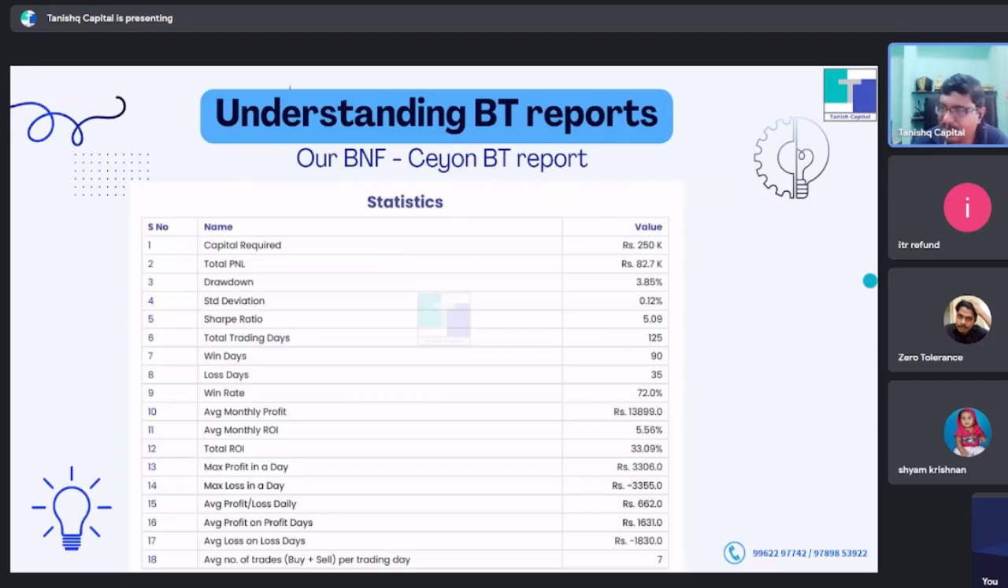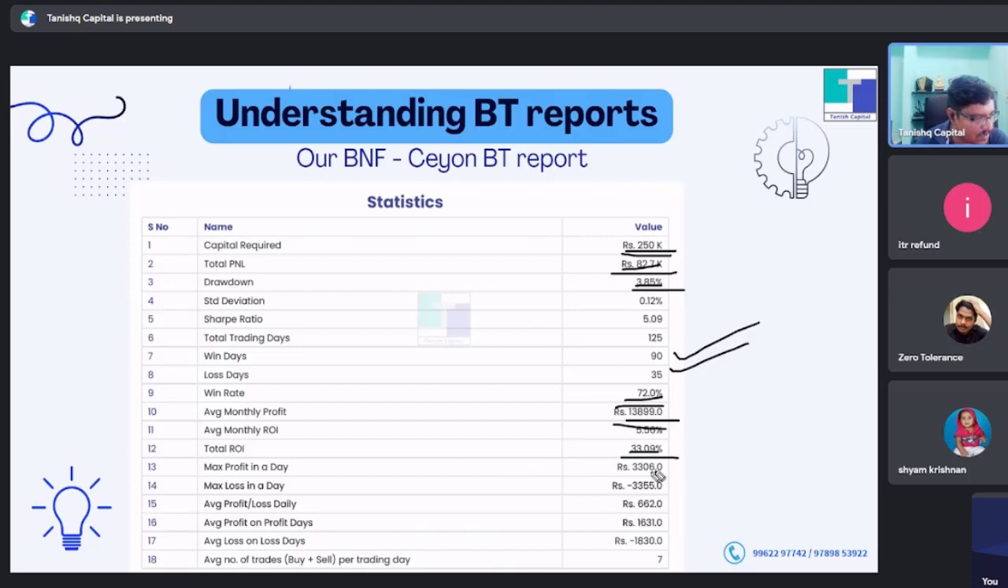So now, what should you have? You should have a higher winning percentage, first of all. Great. Capital is also this, and profit is also good. Drawdown is only 3.8 percent. Winning percentage is also good, win rate is also good. Average monthly profit is also good. Total return is also good.